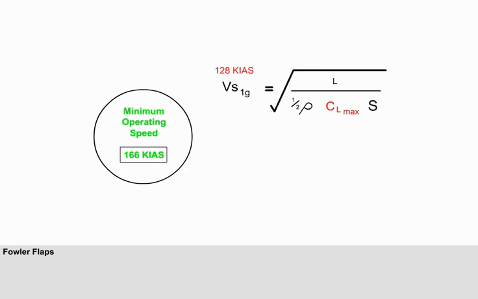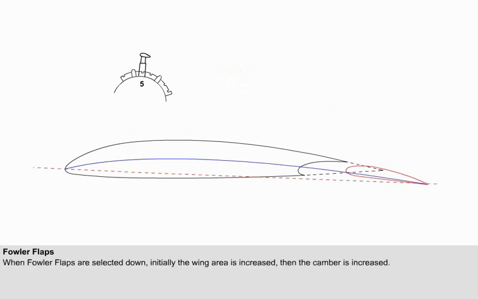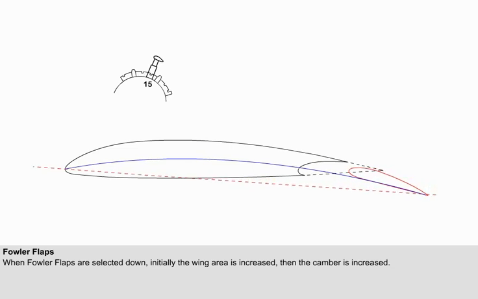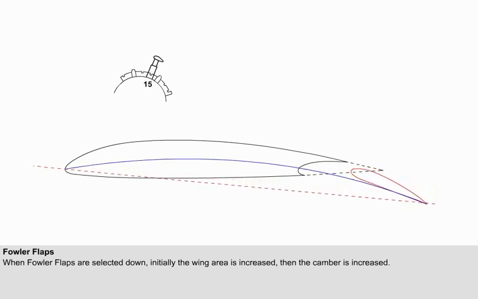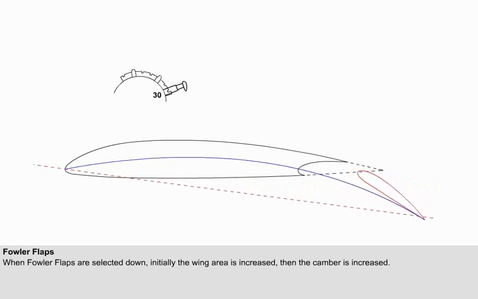You can see that increasing the wing area also decreases the stall speed and the minimum operating speed. Flaps 1 is useful for loitering in the terminal area because there is a useful reduction in stall speed but no significant increase in drag. When selections greater than flaps 1 are made, the camber starts to increase. Flaps 5 or flaps 15 are typical selections for takeoff. As before, the larger flap settings are used for the approach to landing.